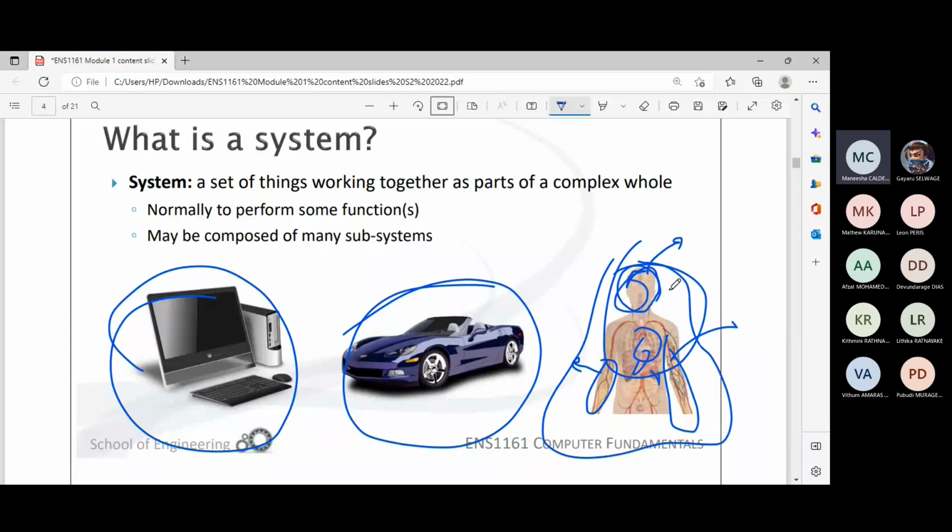So what is a subsystem? Your head, your brain, your hand. If it is disconnected, the functionality might not work as expected. Similarly, we'll take a car. If we take a car, we can take the wheels out, the windscreen, lights, everything out. All of these are subsystems, some components or subsystems.